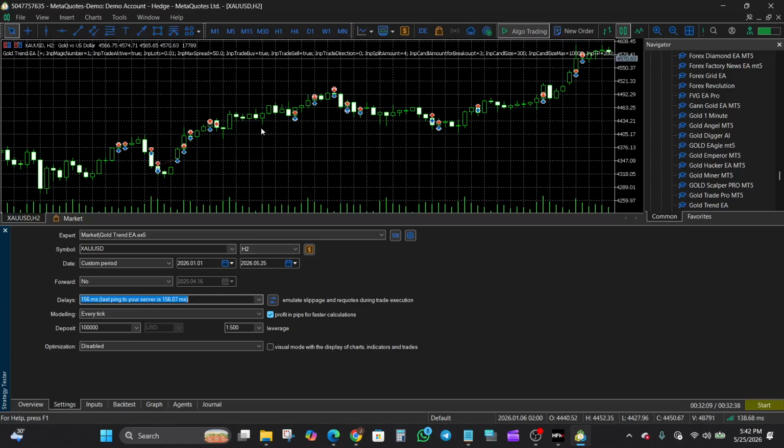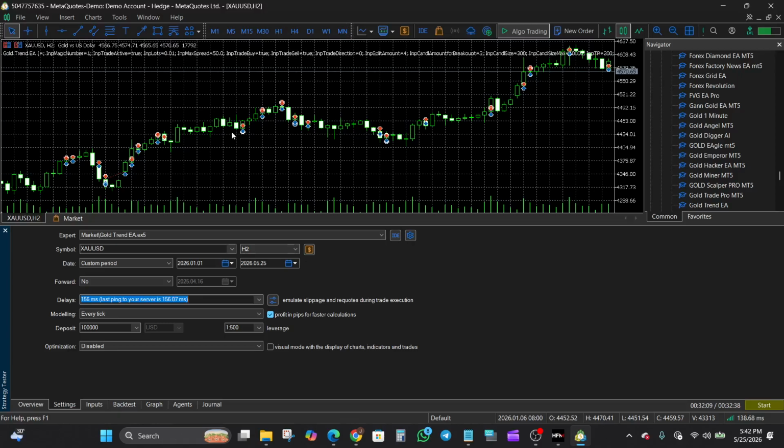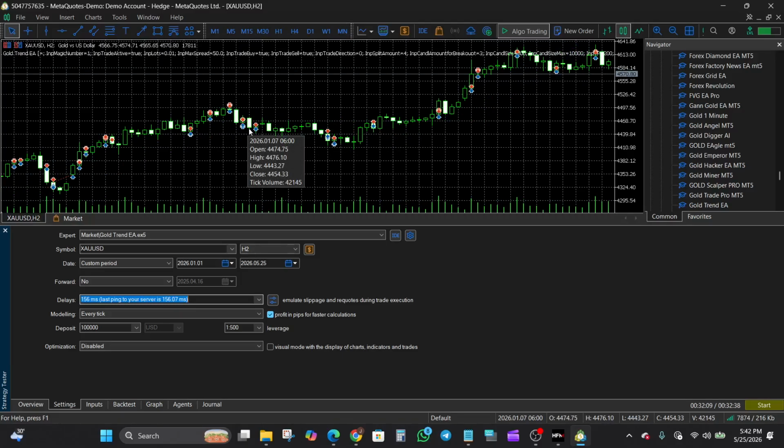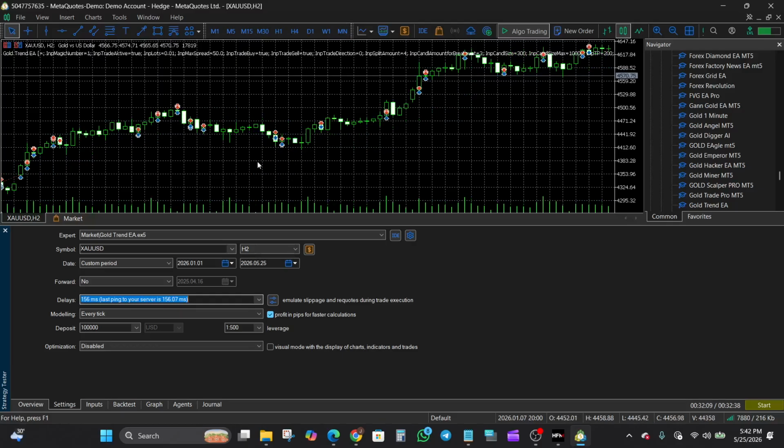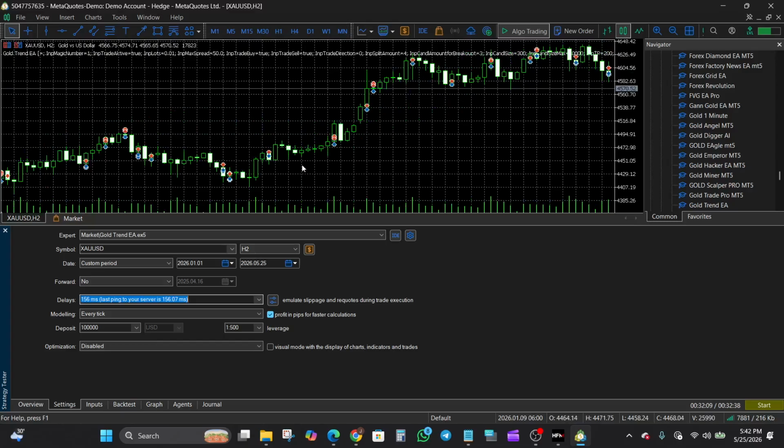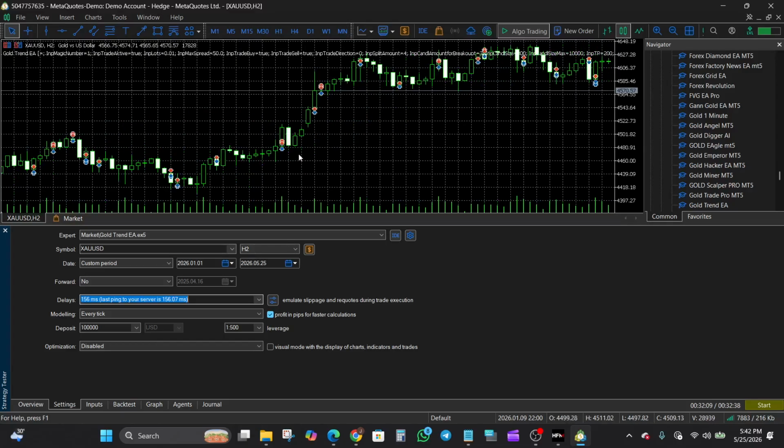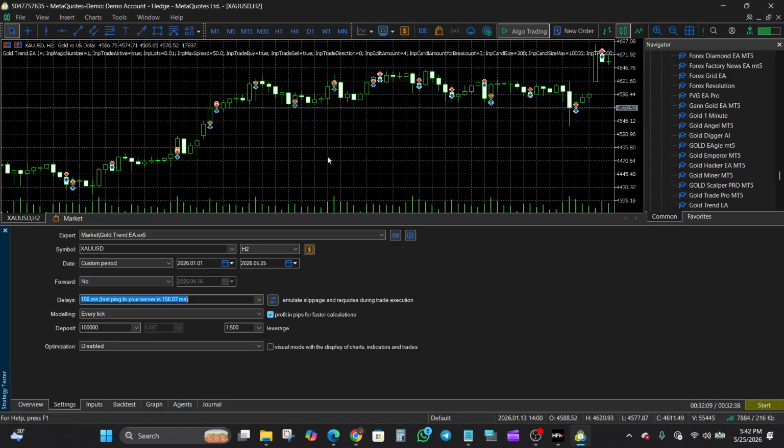As I go through the chart, what I'm focusing on here is how the EA structures entries in relation to trend movement, how it distributes those four positions, and how it reacts when price begins to retrace or continue. From the historical activity, what stands out is that the trade management is heavily structured around partial exits and break even adjustment after the first take profit is reached. So that naturally reduces exposure as the trade progresses.